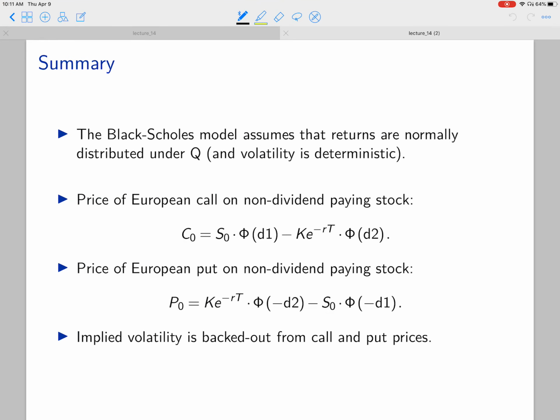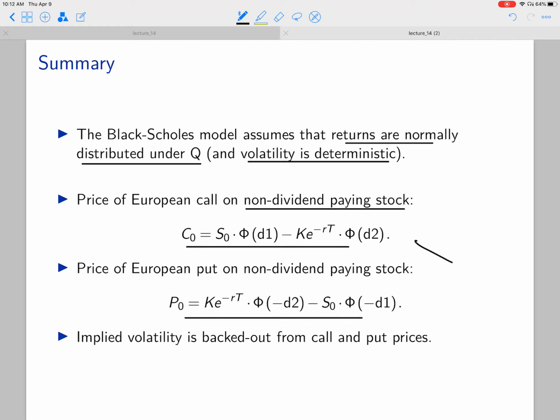Let's conclude. Lecture 14 was all about the Black-Scholes option pricing model. The Black-Scholes model is the continuous time limit of the binomial model, and there are two key assumptions. The first is that volatility is constant and deterministic, and second is that returns are normally distributed under the risk-neutral measure. Black-Scholes gives us pricing formulae for European calls and puts on non-dividend paying stocks. These two formulas are intricately related to one another via put-call parity. And implied volatility, if you want to know the market's assessment of volatility, conversely, given an option price, you can use the implied volatility algorithm.